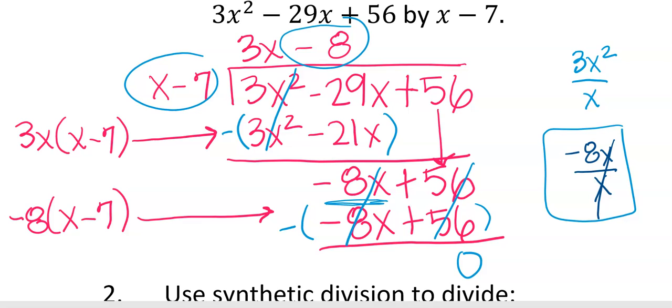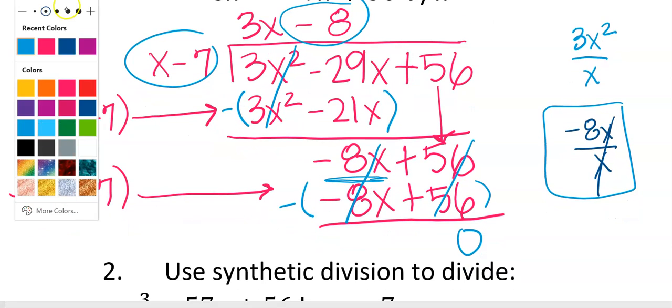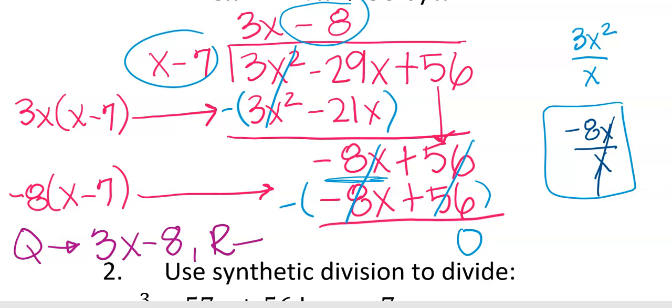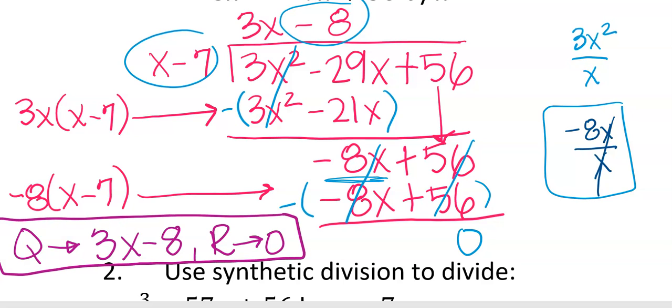When our remainder is 0, do you have to write that? Yeah, if they ask you for the parts, so we'll finish it out right now. It looks like this. So quotient, I'll put a Q with it, is 3x minus 8, remainder 0. If it was just a normal division problem, you would not have to write any remainder. You would just say answer's 3x minus 8.